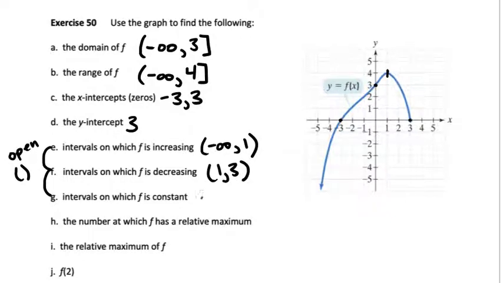And it doesn't look like there's any point on this graph where the graph is constant. So I'm going to write none. The number at which f has a relative maximum, well, this is that relative maximum point right there. That's at 1. And the relative maximum itself is the y-coordinate, so that's going to be 4.